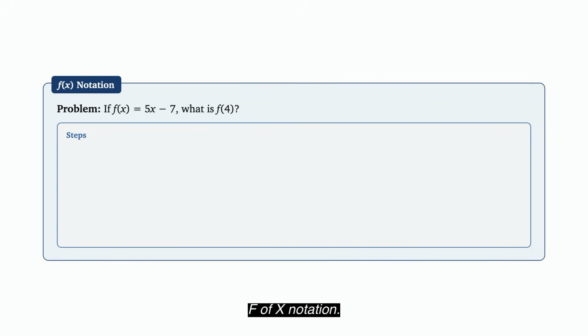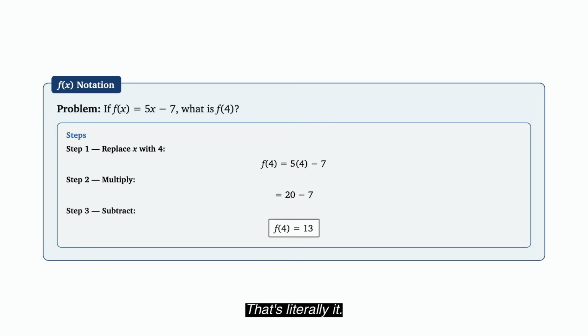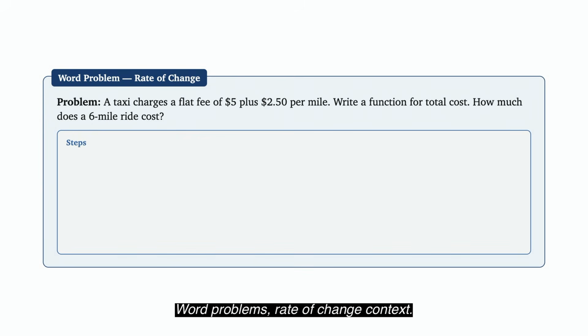f(x) notation. Some students freeze when they see f(x) instead of y. Don't. f(x) is just y with a label. f(3) means plug in x = 3 and find the output. Example: if f(x) = 5x - 7, what is f(4)? Replace x with 4. 5 times 4 minus 7 equals 20 minus 7 equals 13. That's literally it.